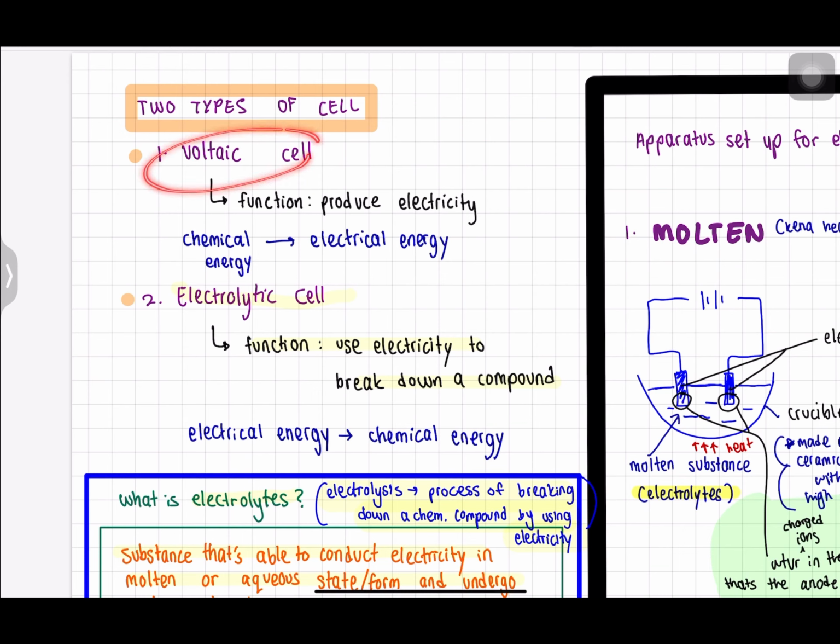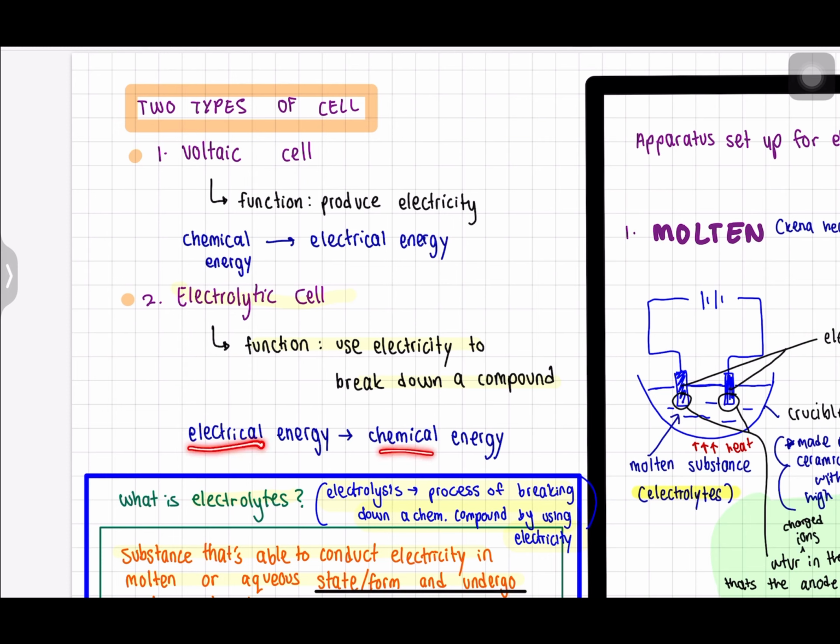The voltaic cell, the function is to produce electricity, whereas electrolytic cell uses electricity to break down a compound. So when you do the voltaic cell, it generates electricity, right? That's why the energy change is from chemical energy to electrical energy, whereas electrolytic cell is we're using the electricity that we get from the battery per se to break down a compound. So that's why the energy change is from electrical energy to chemical energy.